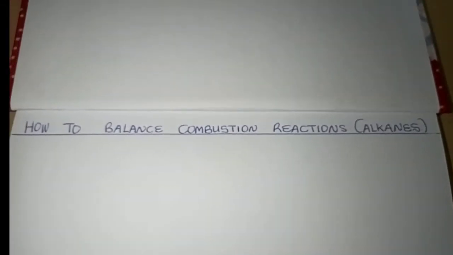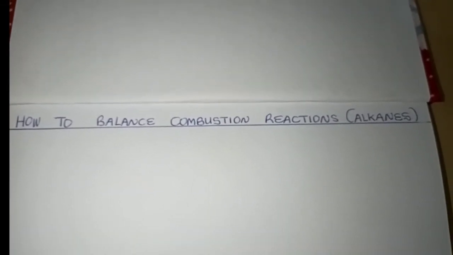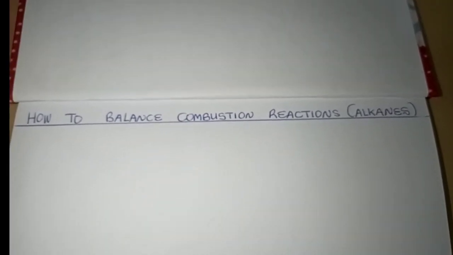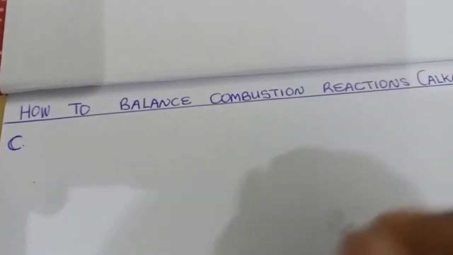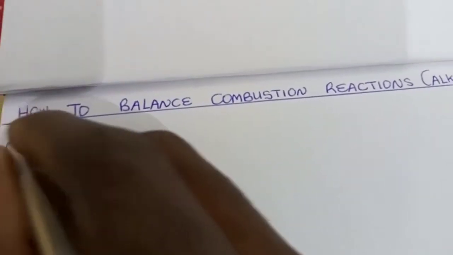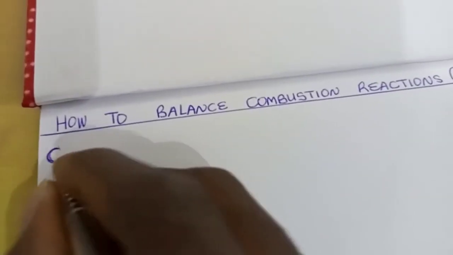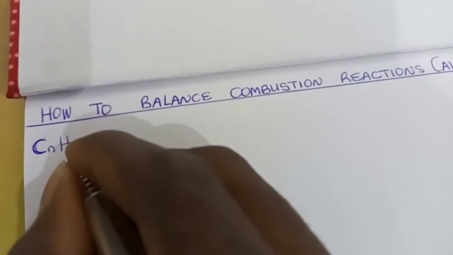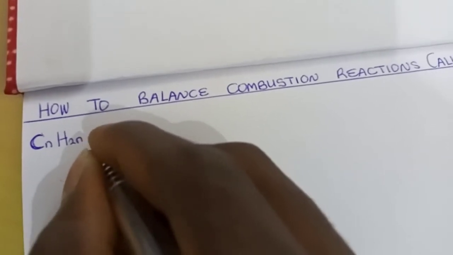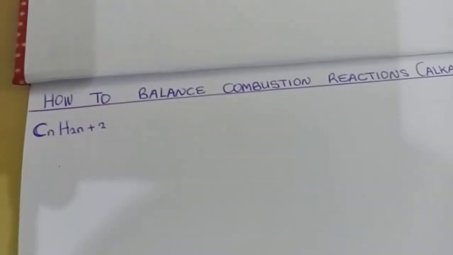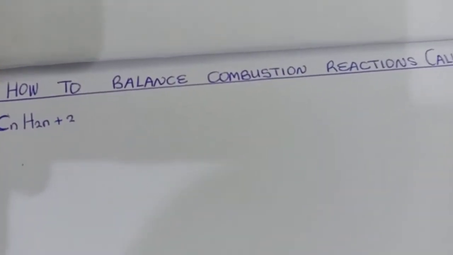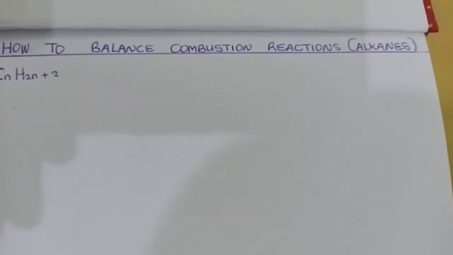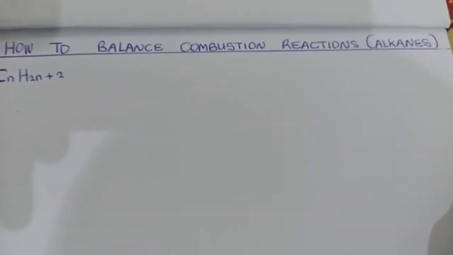So what we'll be looking at today is how to balance combustion reactions. Mainly, we'll be looking at combustion reactions that have to do with alkanes. And we all know that alkanes have the general formula CnH2n+2. So the first example that we'll be looking at today is butane. So we look at how to balance the combustion reaction that has to do with butane.